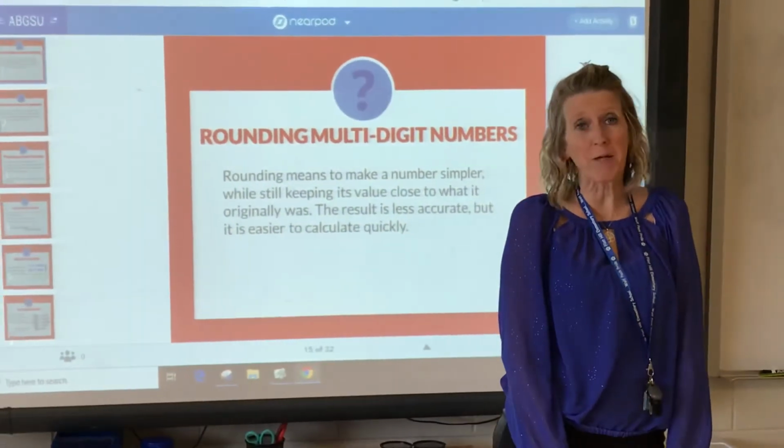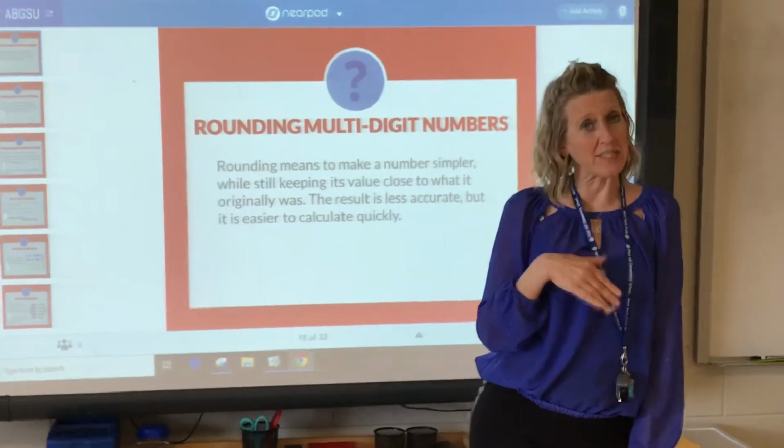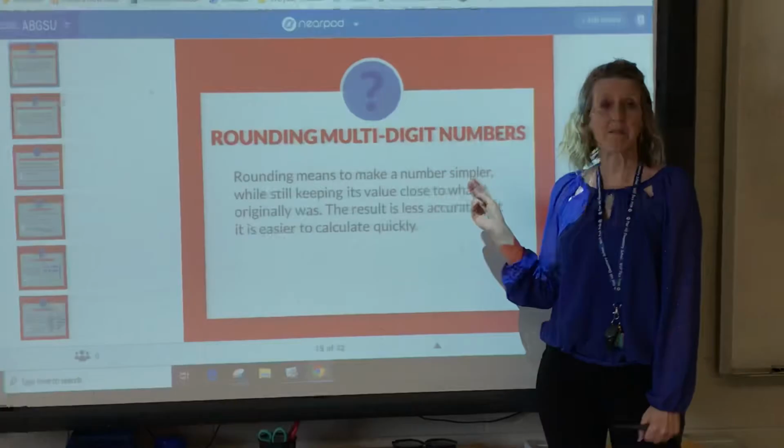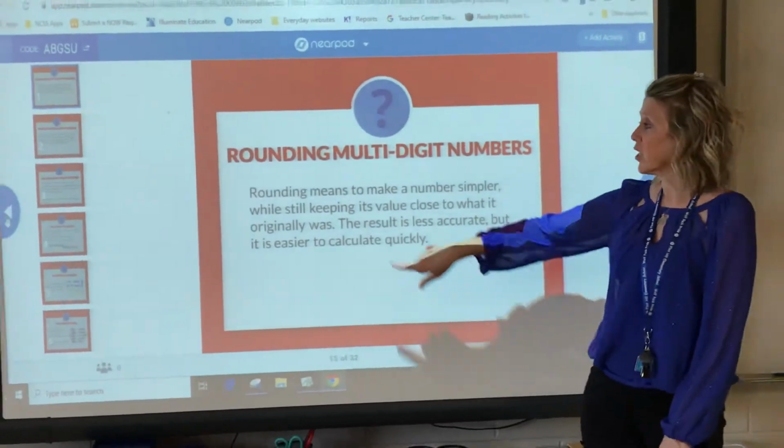We're continuing to talk about rounding. We're going to continue our lesson from the last time, so this is part 2. And I'm going to remind you what rounding is before we start a new thing, okay?